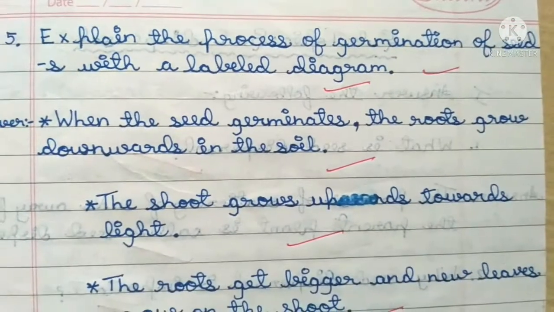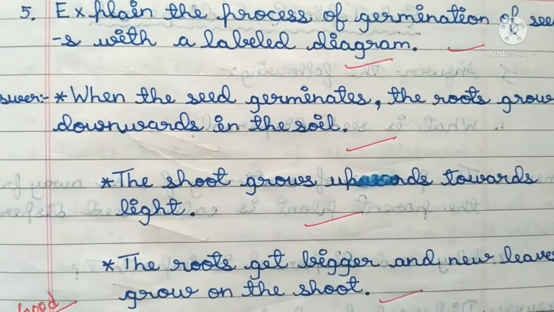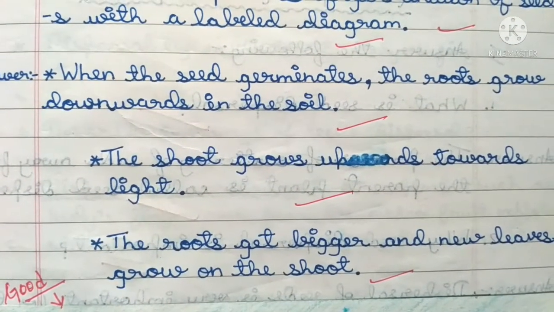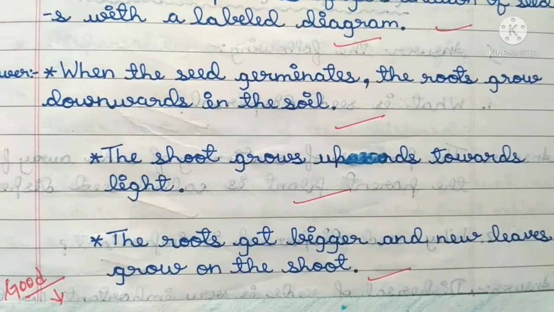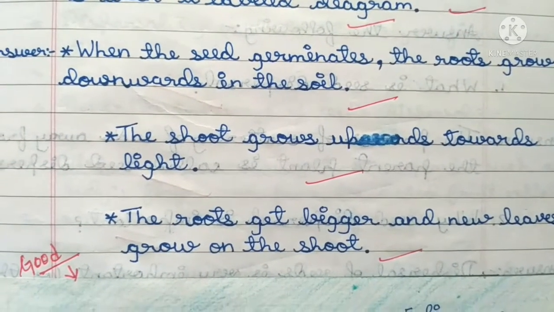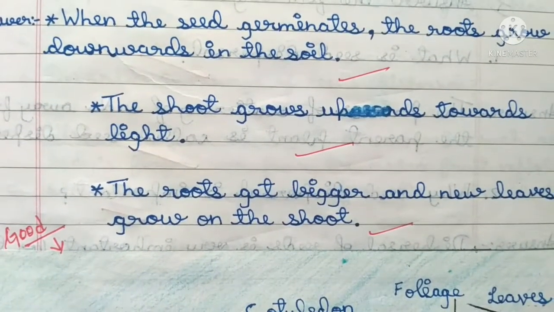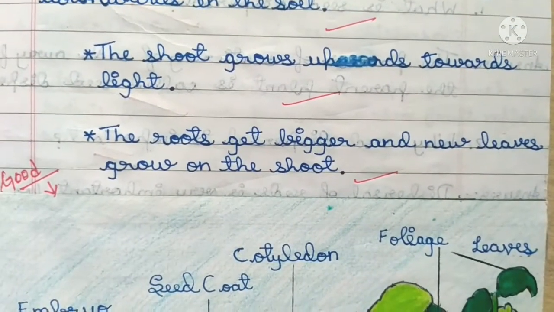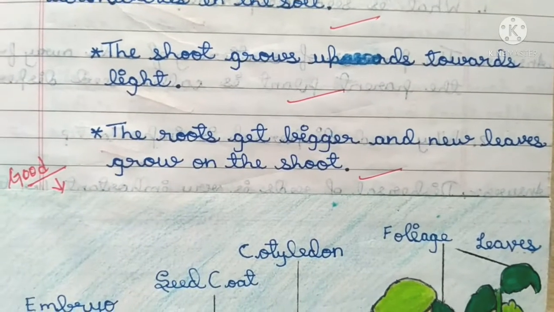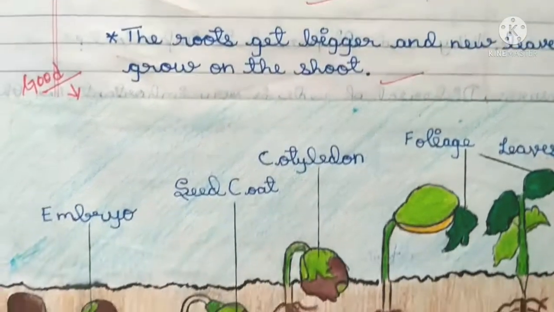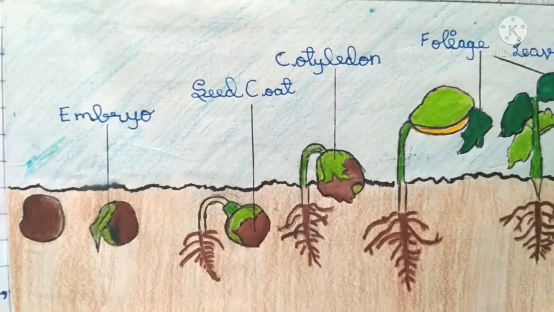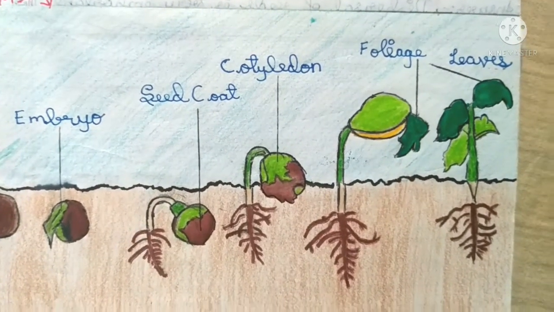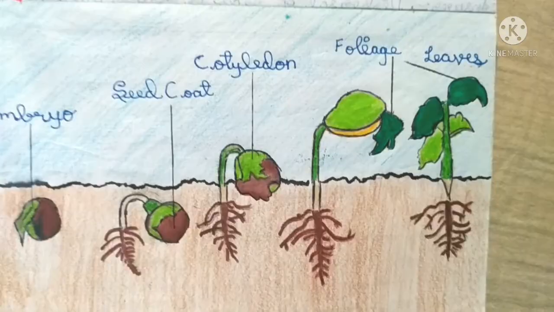Explain the process of germination of seeds with a labelled diagram. Answer. When the seed germinates, the roots grow downwards in the soil. The shoot grows upwards towards light. The roots get bigger and new leaves grow on the shoot. Diagram: embryo, seed coat, cotyledon, foliage leaves.